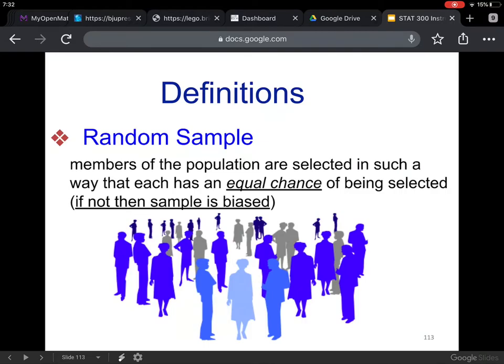Here we go. Random sampling: members of the population are selected in such a way that each has an equal chance of being selected. If not, then the sample is biased. So I will ask you later on a quiz or test the definition of random sampling, and these words, everybody has an equal chance of being selected, or that there is no bias in the selection process, are important. That's a random sample, and that's what we want.